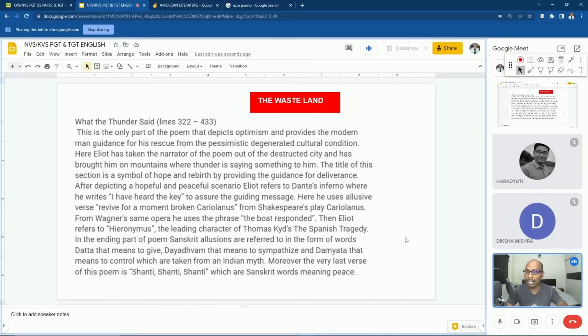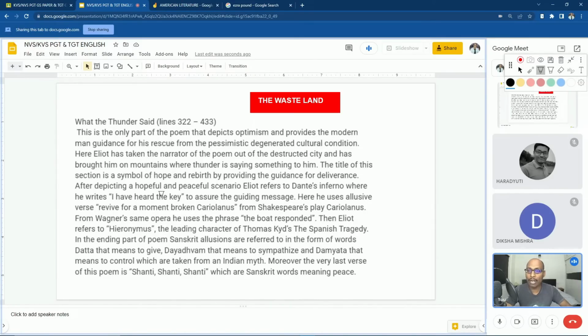Then we come to the last part, What the Thunder Said. This is the only part of the poem that depicts optimism and provides the modern man guidance for his rescue from the pessimistic, degenerated cultural condition. So in this part, we'll come to know how a modern man can come out of this kind of degraded cultural condition. How can he come out of the sins committed? Here Eliot has taken the narrator of the poem out of the destroyed city and has brought him to the mountains where thunder is saying something to him. That means God has spoken in the form of thunder to this man. The title of this section is a symbol of hope and rebirth by providing the guidance for deliverance.